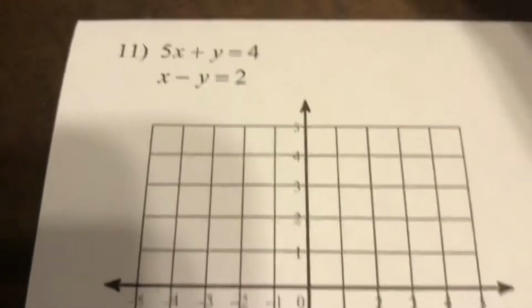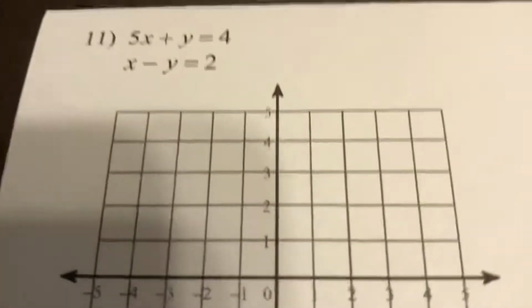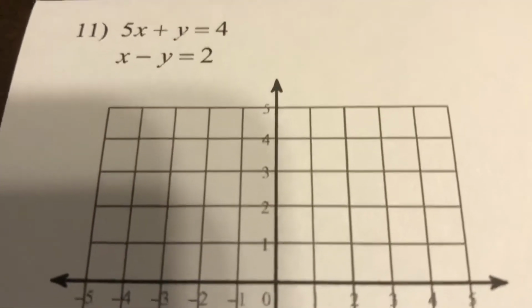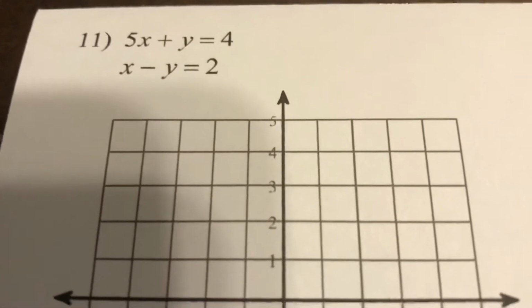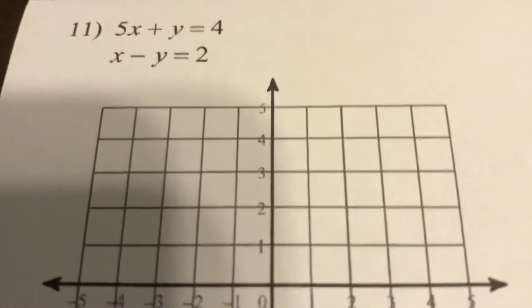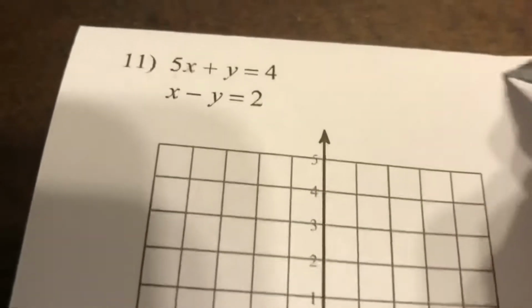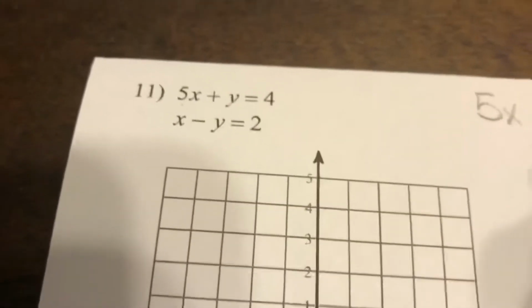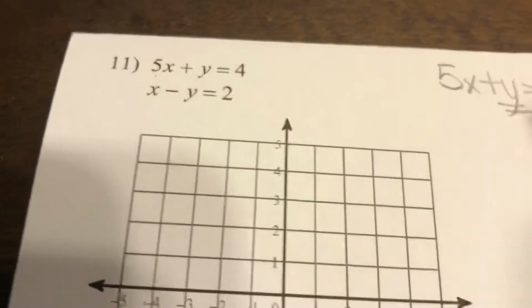But what we're going to be doing today, we're still graphing, solving systems. But if you look at the problem that I've been showing y'all, you can see that it's not set up in slope-intercept form. It is just in regular standard form. So what we're going to do is we have to get y by itself. So if I look at the first one right here, and I have 5x plus y equals 4, well, I want this y by itself.